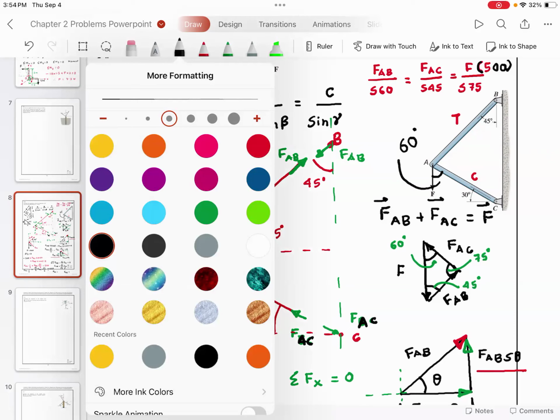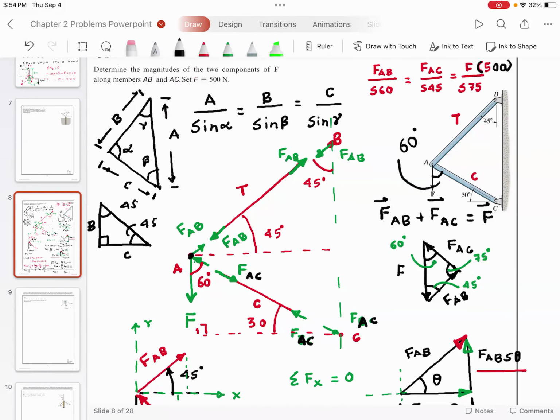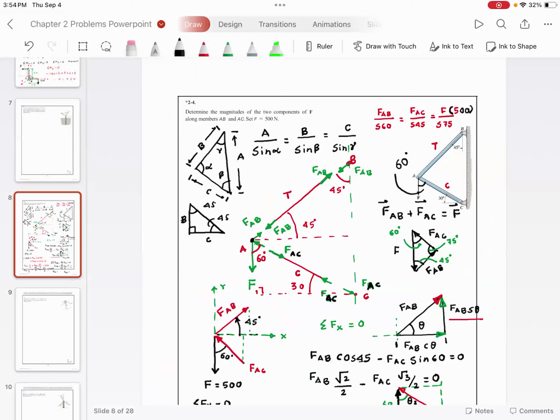You can solve this problem using the triangle relationship because there are only 3 forces. If you had 4, 5, 6, you cannot use this triangle forces. You'll have to go through the regular process.